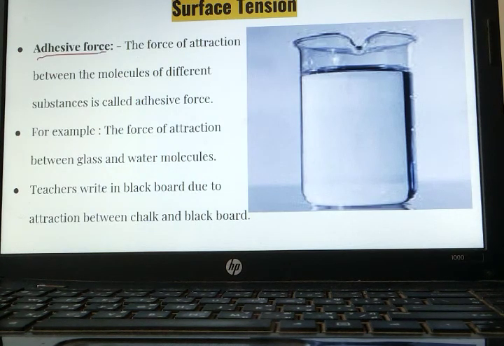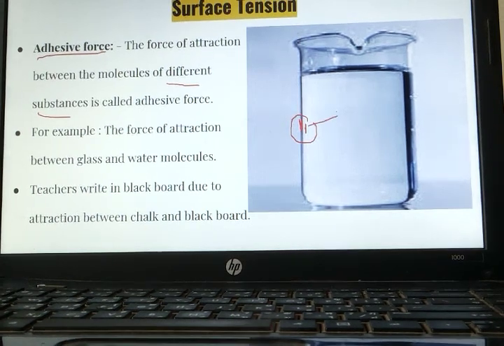Adhesive force. The force of attraction between molecules of different substances. Whenever we take two different molecules, the force of attraction between them will be adhesive force. Take for example, this is a beaker. So the molecules over here and here are attracted due to a force. This force is called adhesive force.